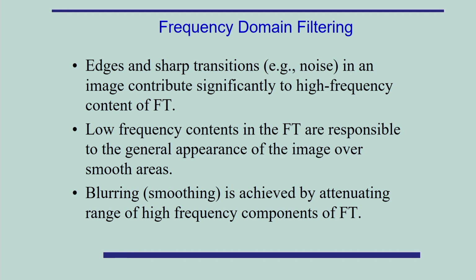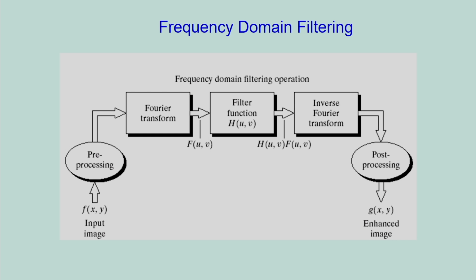So, in the frequency domain filtering, edges and the sharp transitions are mainly the high frequency content of the Fourier transformation. Low frequency content in the Fourier transform is responsible for the general appearance of the image. That means it gives the information of the general appearance of the image. And in this case, the blurring or the smoothing is achieved by attenuating a range of high frequency components of the Fourier transformation. That means if I only consider the low frequency information, I can do the blurring, I can do the smoothing, and this is the typical frequency domain filtering.